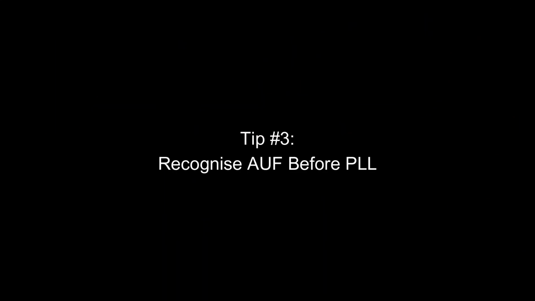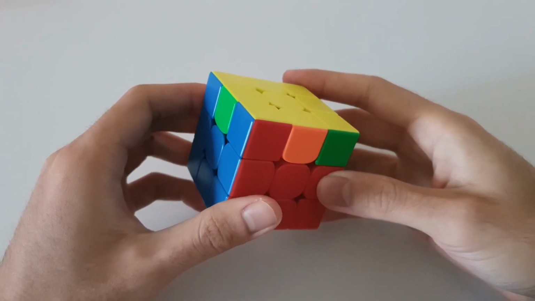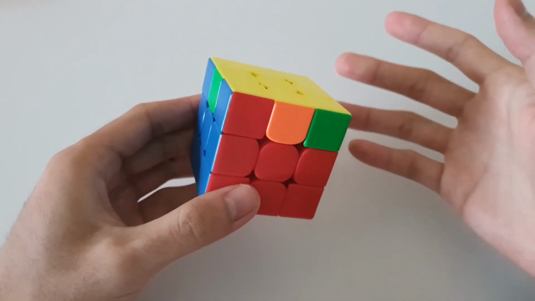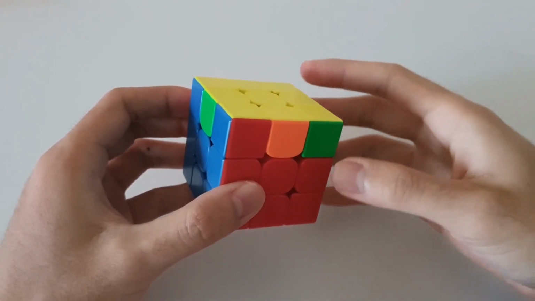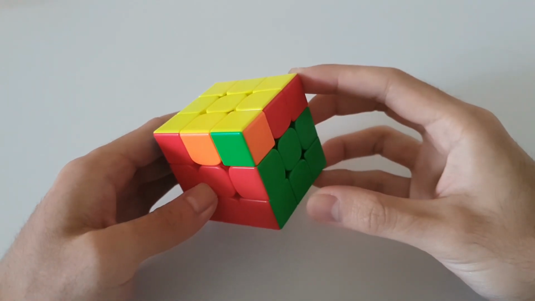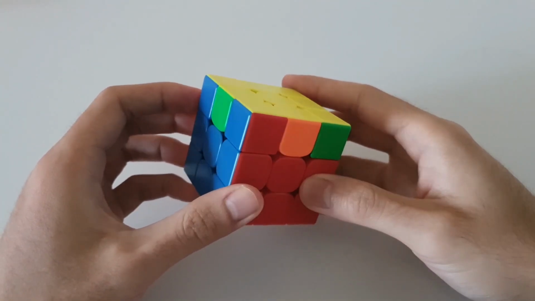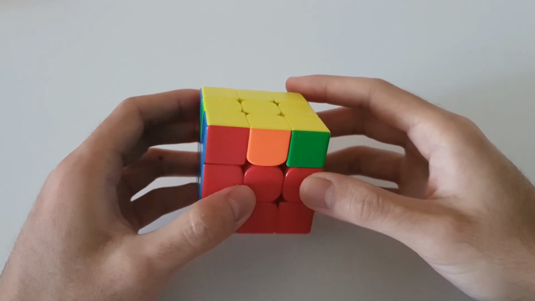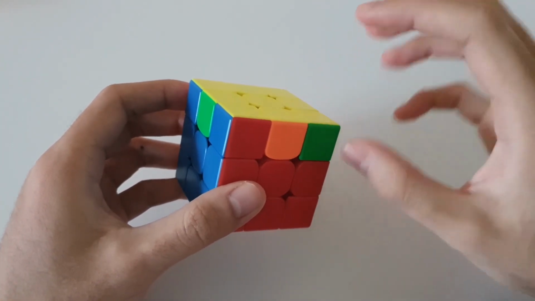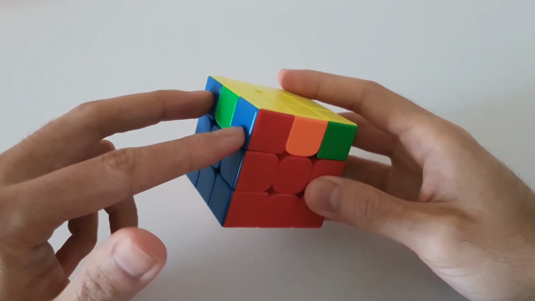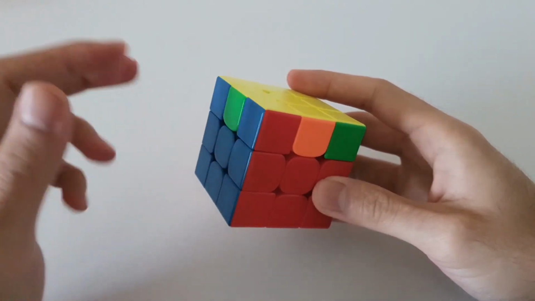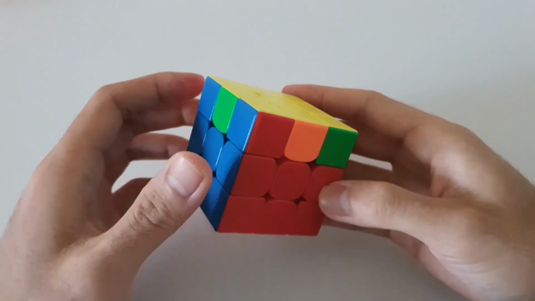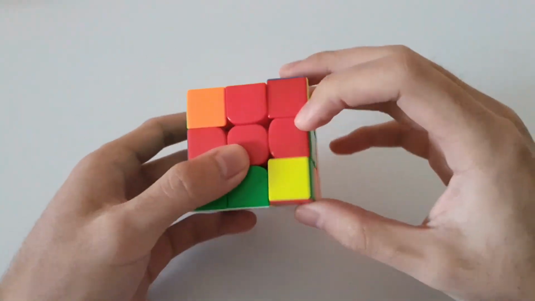Number 3, recognize AUF before doing PLL. Recognizing AUF during PLL recognition is actually a very straightforward thing to do, but a lot of cubers neglect it. So here I'll go through a quick example. So I recognize that this is a G perm. For G perms, the algorithm that I do are the RUD algorithms, and with these algorithms, the AUF is recognized by these headlights. So blue headlights on a blue side means that after I do this algorithm, there's no AUF.